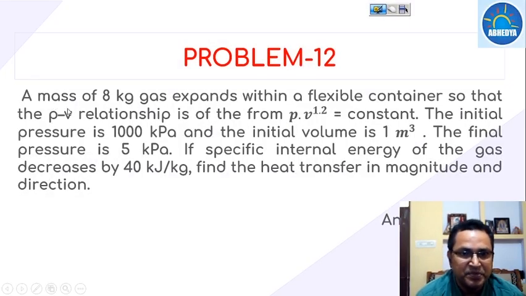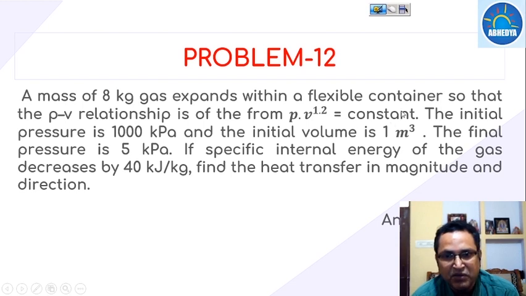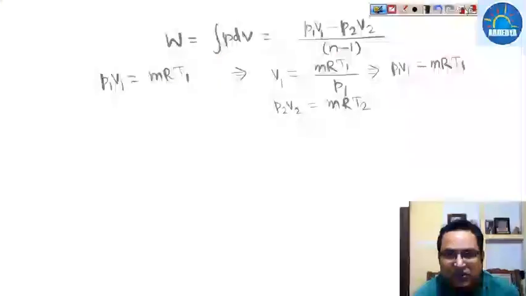Now the next question is, a mass of 8 kg gas expands within a flexible container so that the PV relationship is of the form PV raised to the power 1.2 is equal to constant. Okay, initial mass is given and the relation is given as PV raised to the power 1.2 equal to constant. So let me write this thing.